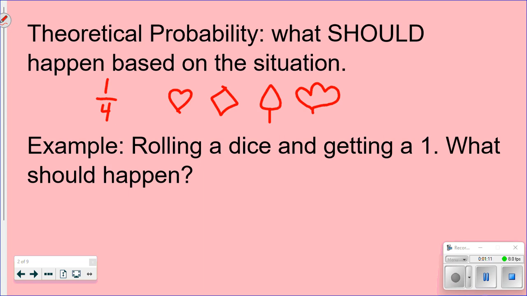Another example I have is rolling a dice and getting a 1. What should happen? Well, if I have a dice and there's 6 sides on it, and there's a 1 on one of those sides, I know I should roll a 1, possibly 1 out of 6 times, or 1 out of 6. That's what should happen if I roll my dice. So theoretical is what should happen just by looking at the information that's given to you.